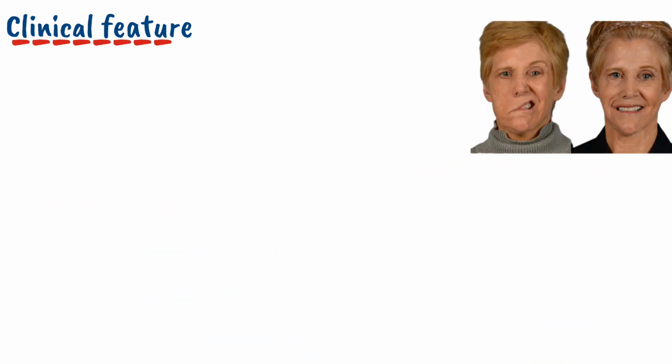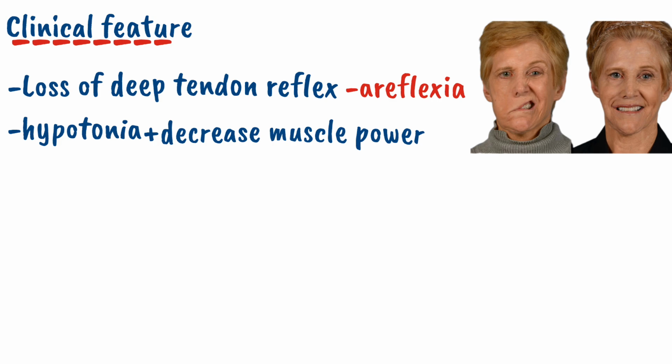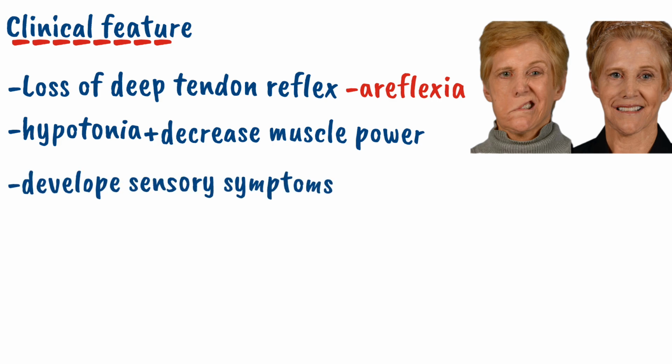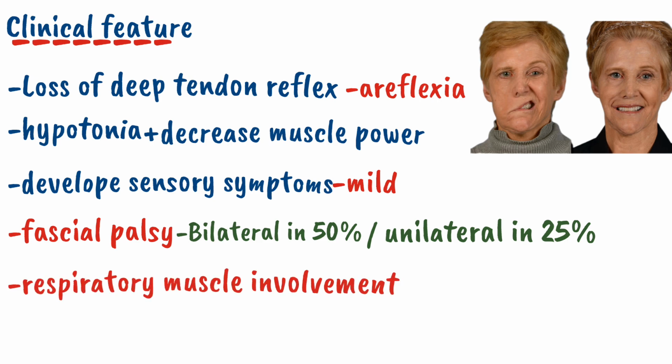Other than this ascending paralysis, the patient will also develop loss of deep tendon reflex called areflexia along with hypotonia and decreased muscle power. Apart from these motor symptoms, the patient also develops sensory symptoms, but the sensory symptoms are usually mild. The patient also develops facial palsy. The facial palsy is bilateral in 50% of cases and unilateral in 25% of cases. And the most deadly involvement of Guillain-Barré syndrome is respiratory muscle involvement. It involves the respiratory muscles in about 20% of cases and it is usually fatal.